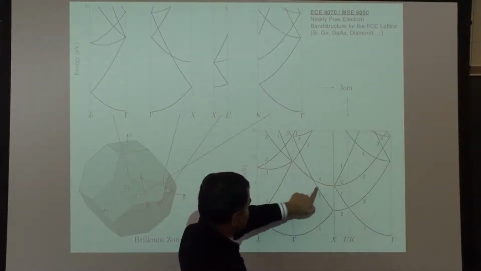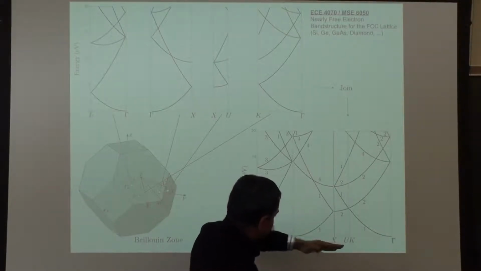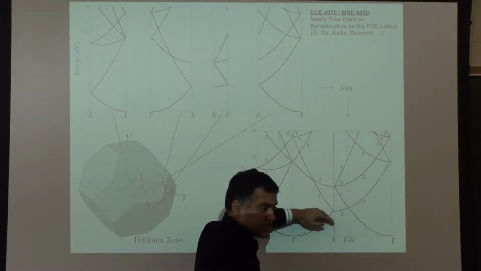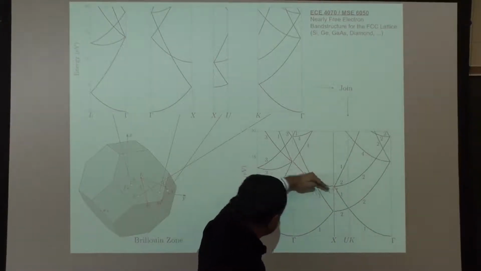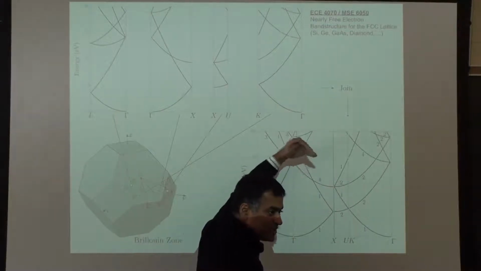So between gamma and X, I'm plotting the energy dispersion for one G vector this way. This is for another G vector. And this is for another G vector, and I try 4 G vectors, they all give me this. And so that means the degeneracy is 4.